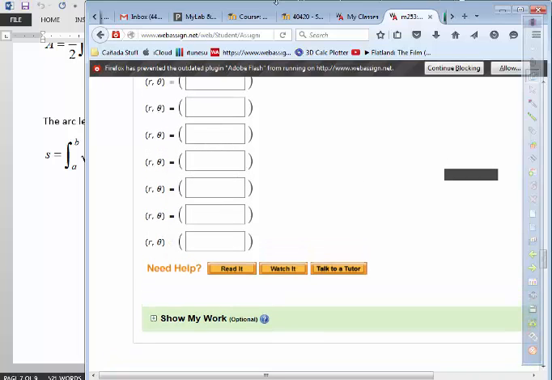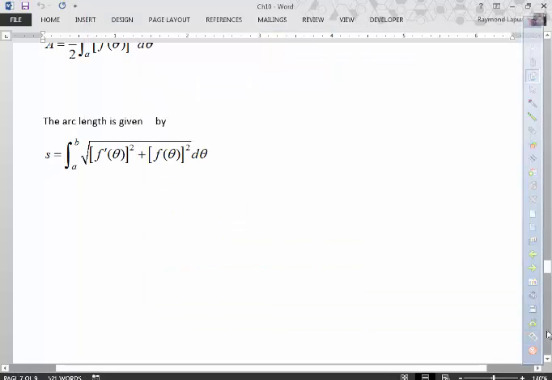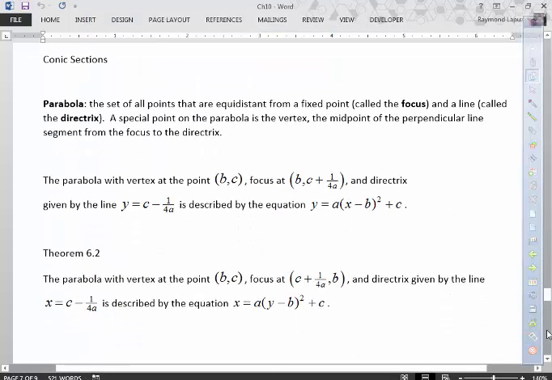All right, we're going to move on to the next section. What is the next section? Do I have the next section? Conic sections.